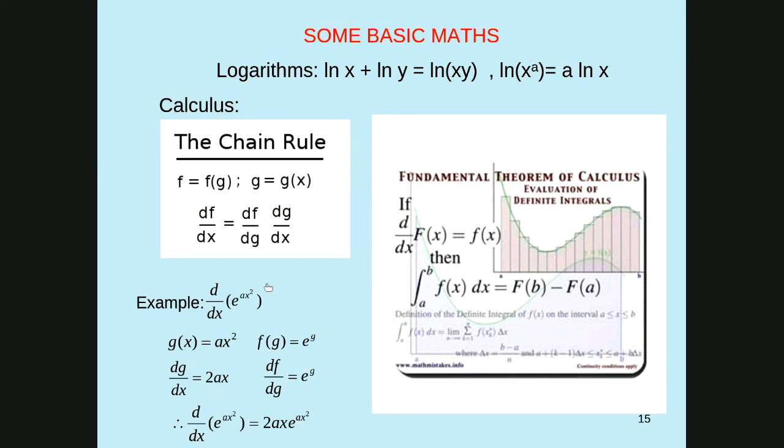Just to illustrate how it works, suppose that your g(x) is the function a times x squared, right? And the function f is the exponential function, e to the g in this case. So what you get if you combine the two, f as a function of g, you substitute for g, a times x squared, and you get that. Now to find the derivative of this compound function, you apply the chain rule.